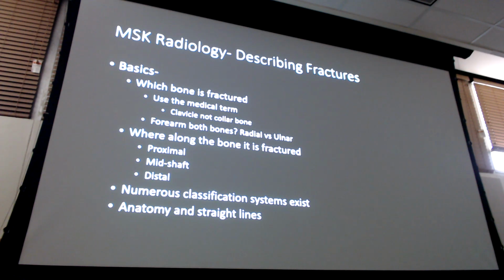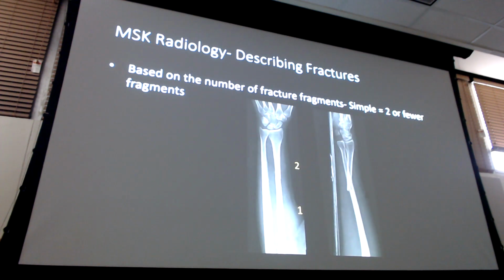Where is it fractured? Proximal, mid-shaft, or distal. That is anatomic position. Right? Depending which way the x-ray is presented to you, we do it based off an anatomical position. So if I'm doing the radius and the ulna, regardless if the x-ray looks like this or it looks like this, this is the distal area of the radius and the ulna. Right? So just a normal anatomic position. Lots of different classification systems, and we're going to talk about the anatomy a little bit.